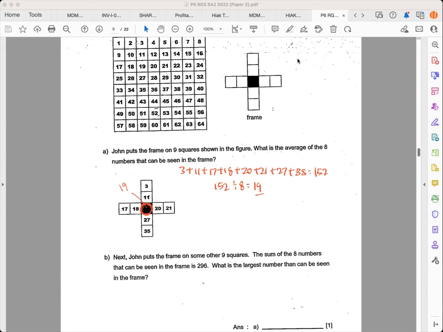John puts a frame on some other 9 squares. The sum of the 8 squares that can be seen in the frame is 296. What is the largest number that can be seen in the frame? So the average of the 8 numbers will be 296 divided by 8. And that's 37. So you look at this chart, 37 is here. So the frame we are talking about is this.